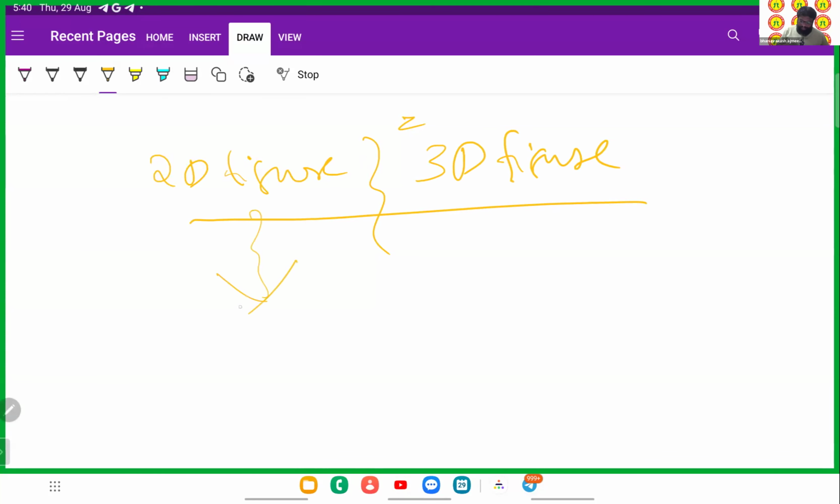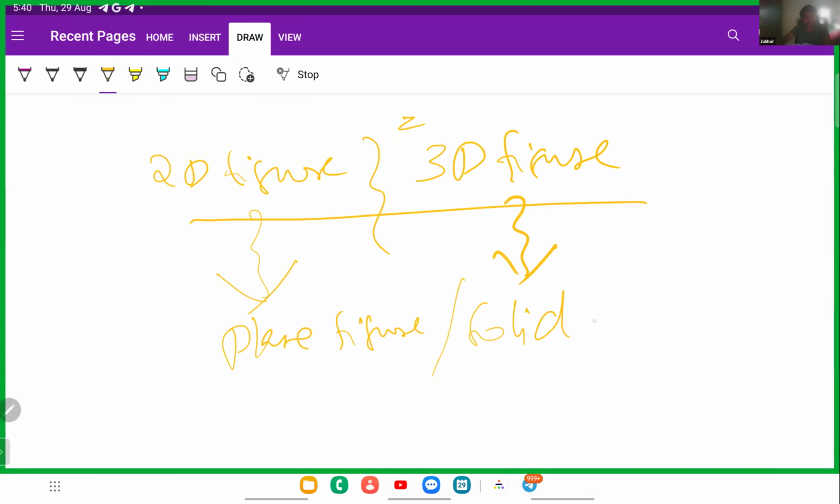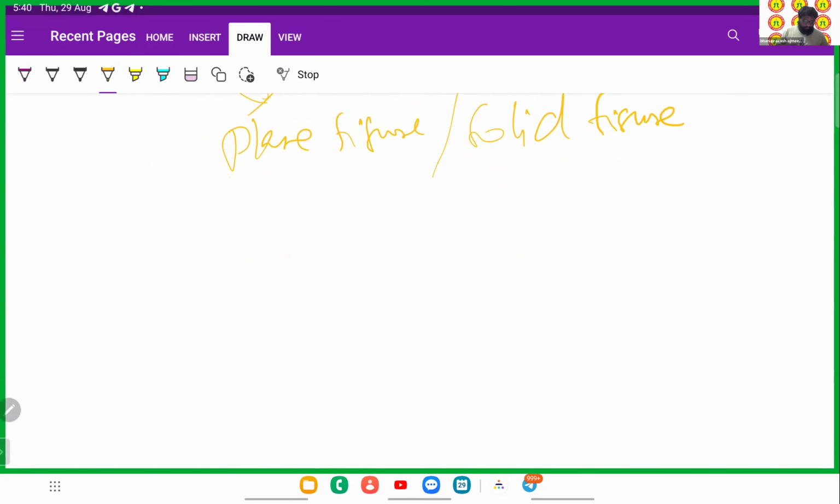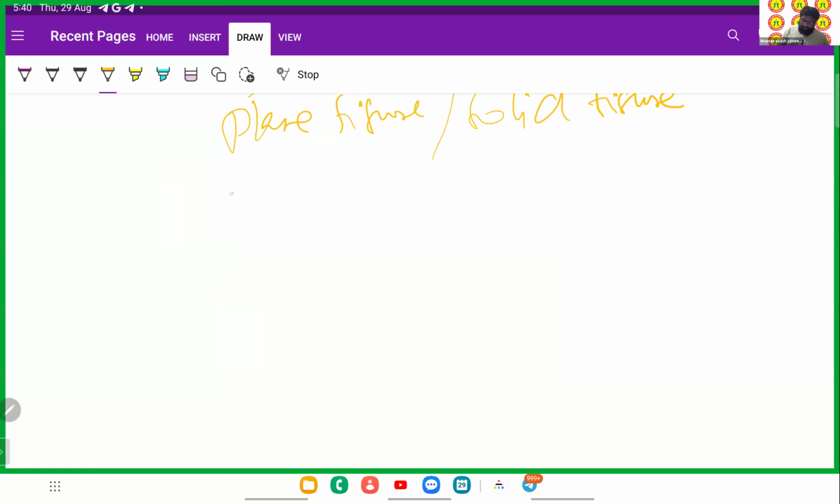So is a two-dimensional figure a plane figure or a solid figure? Plane figure, sir. And a three-dimensional figure is a solid figure. Okay. What is the standard unit of volume? We discussed volume, no? So we will be discussing volume. Don't worry. Sir, meter cube, sir. Yes, meter cube.